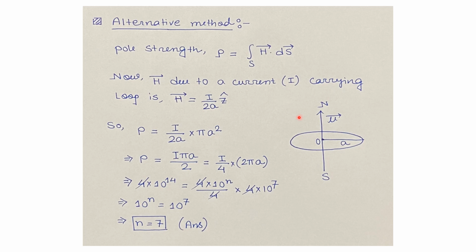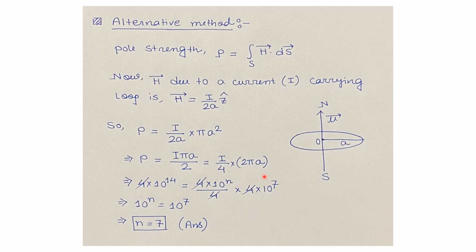So from the definition of pole strength, we can write P equals H times area of the loop, that is I by 2a times pi a square. So it will give the pole strength P equals I times pi a divided by 2. We can write it as I by 4 times 2 pi a. So here 2 pi a is the circumference of the Earth.